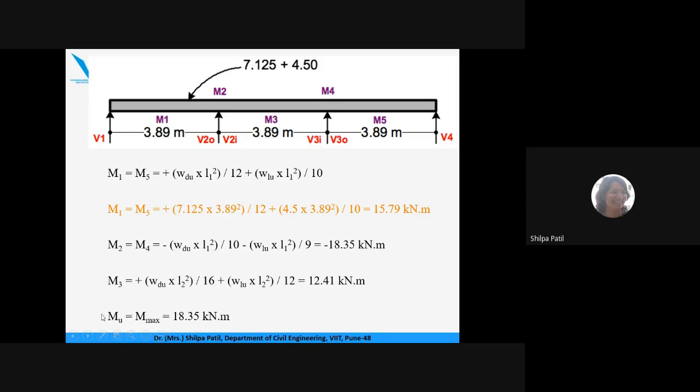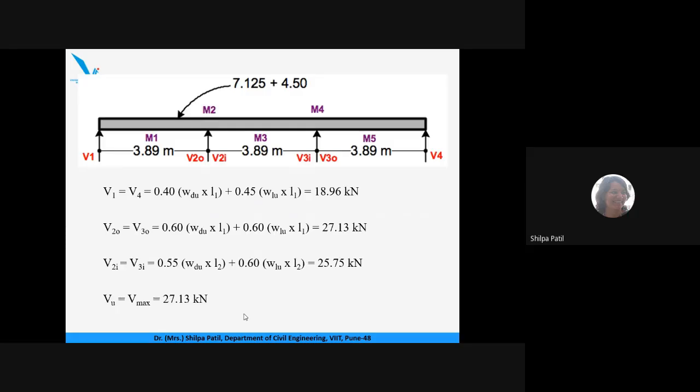Against this MU, we have to check now the moment carrying capacity of the slab. So the next step, the calculation of shear forces is done. There are 4 supports, V1, V2, V3, V4. These are the interior supports. So outer, inner, in this fashion we get the 2 values and both the values will be same. V2O and V3O both will be same. V2I, V3I both will be same. V1 and V4 both will be same.